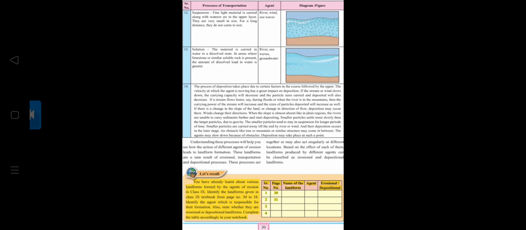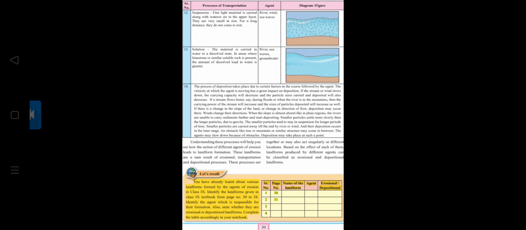there itself. Smaller particles settle more slowly than the larger particles due to gravity. The smaller particles tend to stay in suspension for longer periods of time. Suspension means here fine-like material is carried along with water or air in the upper layer. So over here, small particles settle more slowly than the large particles due to gravity, and these small particles tend to stay in suspension for longer periods of time.